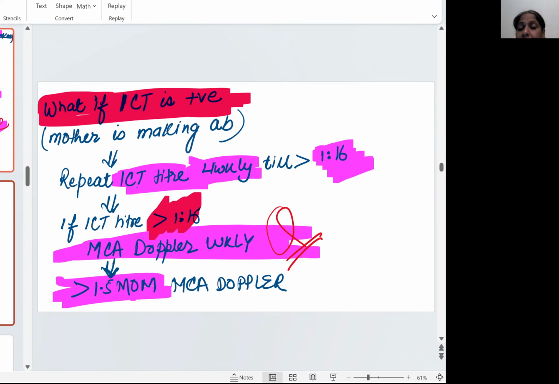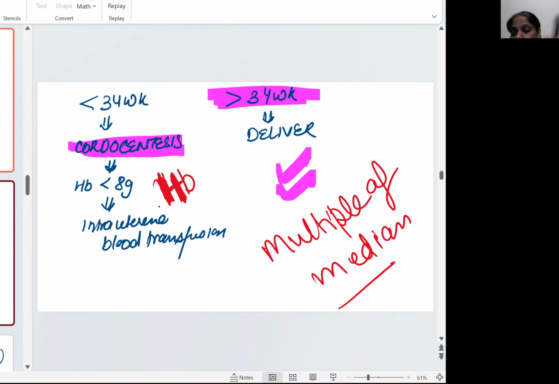If the MCA Doppler is more than 1.5 MoM and the period of gestation is less than 34 weeks, then we get fetal Hb done by cordocentesis. If fetal Hb is less than 8, then we give intrauterine blood transfusion. Is it okay? Any problem?